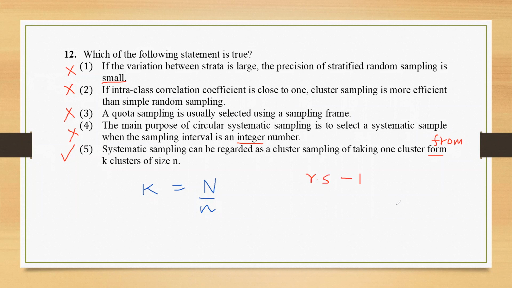It means you have to select the first element from every sampling interval.